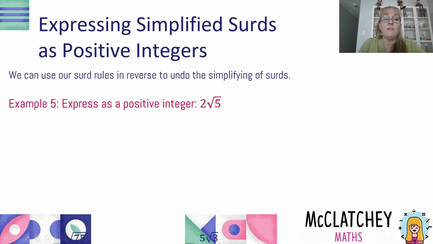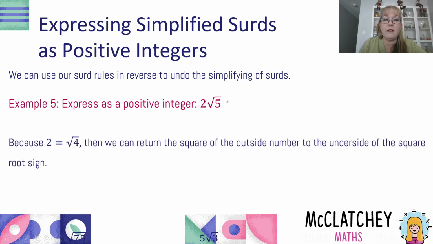Okay, so I've got the 2 outside. If I want to get it back under the square root sign, remember it used to be squared and then we cancelled out the squaring and went that way. So now to go back this way, we've got to square it to get it under there. So another way of thinking about that is that 2 is equal to the square root of 4, because the square root of 4 equals 2. So what we can do is return that under the square root sign, but we've got to square it first, that outside number, to get it under there. So this becomes root 4 times root 5. Another way I could write that is 5 times 4 all under the square root sign, which is the square root of 20.